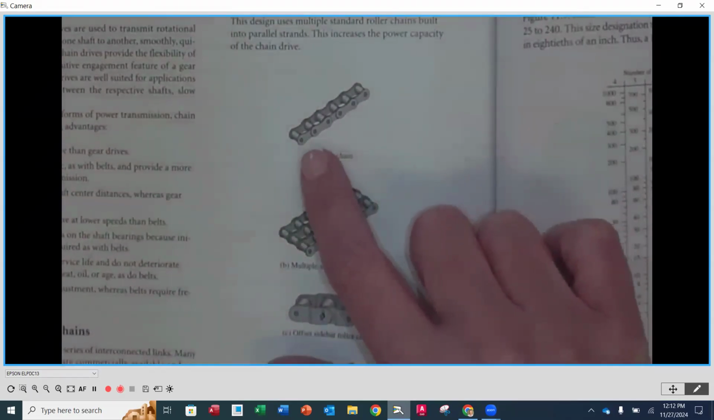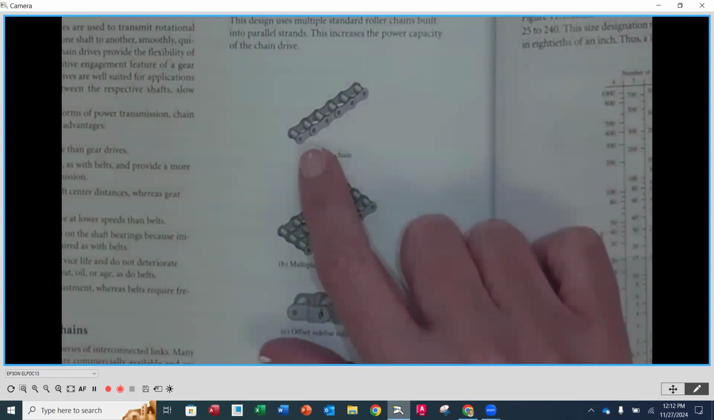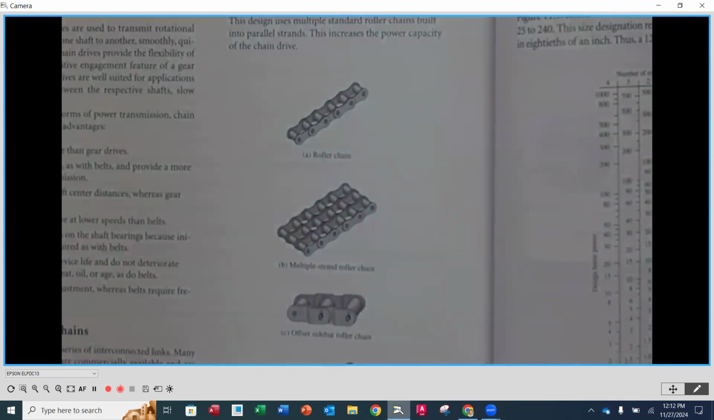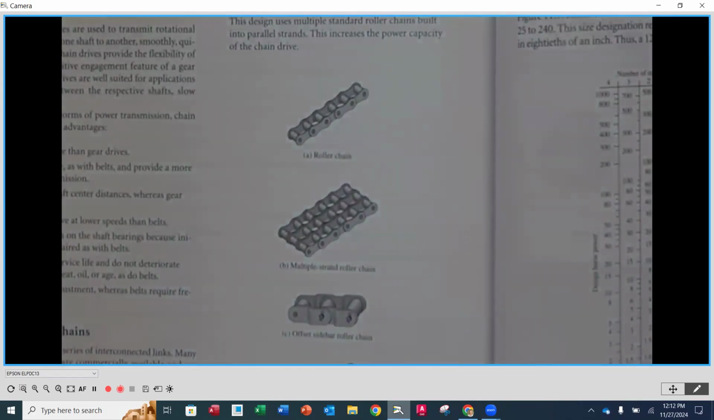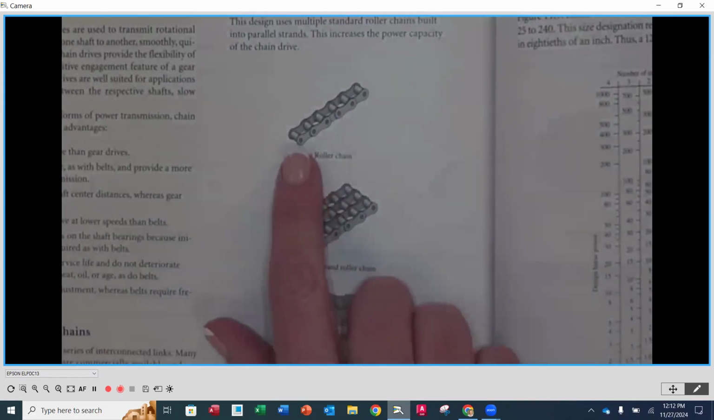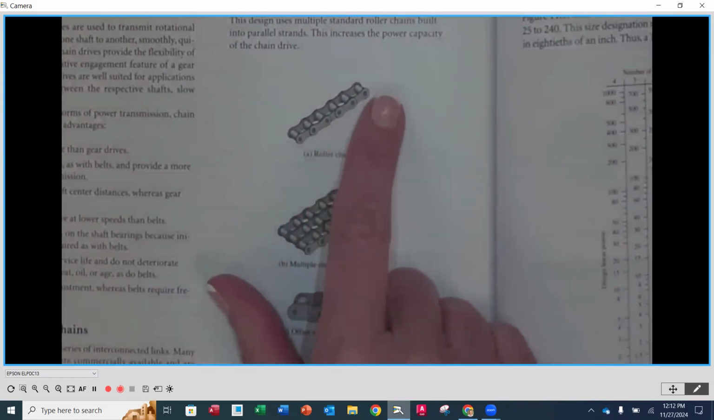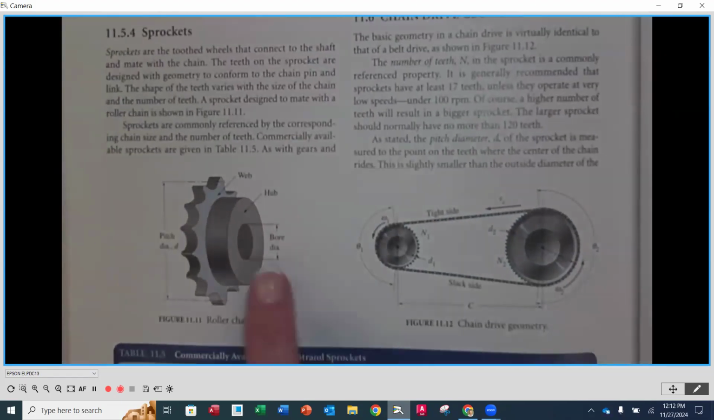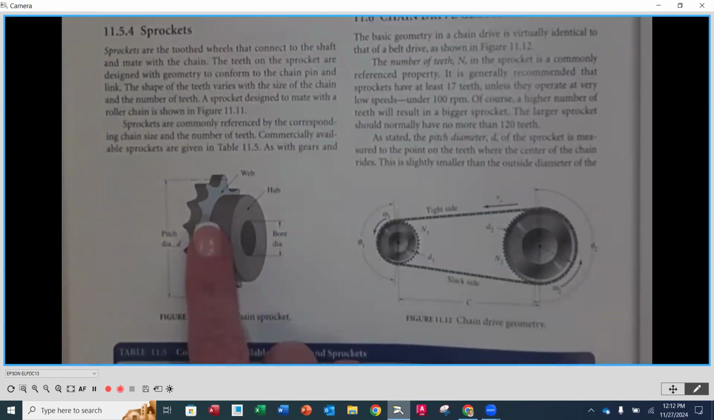Roller chain is going to consist of two side plates, a side plate on this side, a side plate on the other side. There's a pin going through, and then it's going to be wrapped, if you would, with a roller over the top of that pin. Okay. And then up through the spaces between each one of those rollers, you are going to have the teeth of the sprocket coming up. Okay.